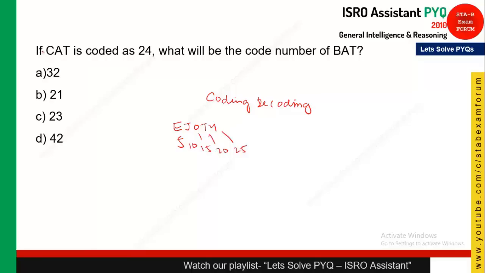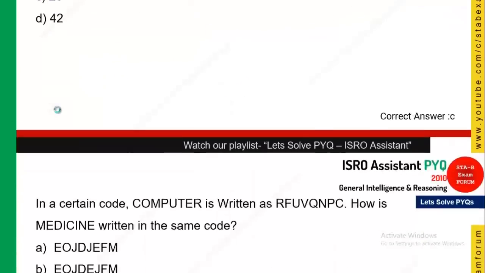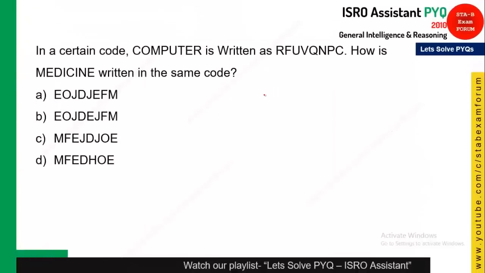So if you decode cat, what is the position of cat? C is 3, A is 1, and T is 20. So 20, 23, 24. So this is rightly coded. Let's see for bat. So B is 2, A is 1, T is 20. So 20, 22, 23. So option C should be the right answer, and option C is the correct answer. Okay, let's see the next question. It is again from coding decoding.